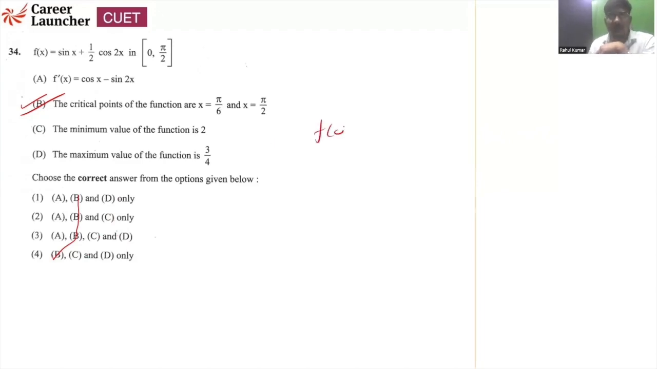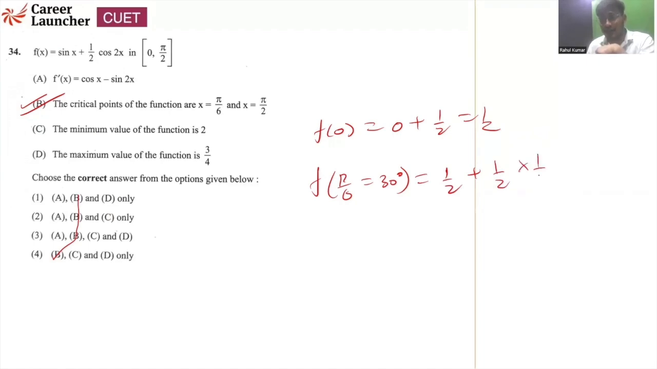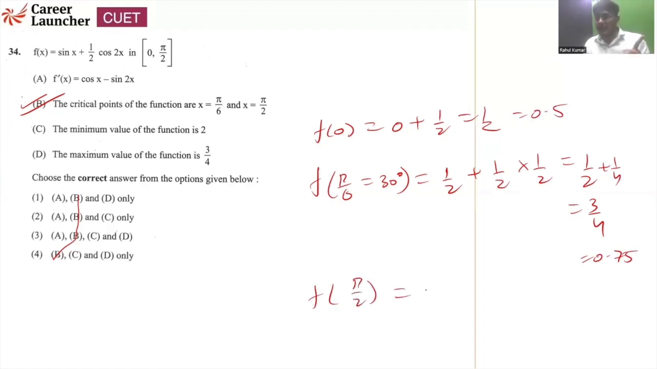So what is f of 0? Sine 0 plus cos 0, it is 1 by 2. What is f of pi by 6? Pi by 6 is 30 degree. So sine 30 degree is 1 by 2, and cos 60 degree is again 1 by 2. So it is 1 by 2 plus 1 by 4. It is 3 by 4. Okay. Now this is 0.5. This is 0.75. Remember this thing. Now f of pi by 2. This is the last thing we have. Sine pi by 2 is 1, and cos pi is minus 1 by 2. So 1 by 2 is the correct answer.